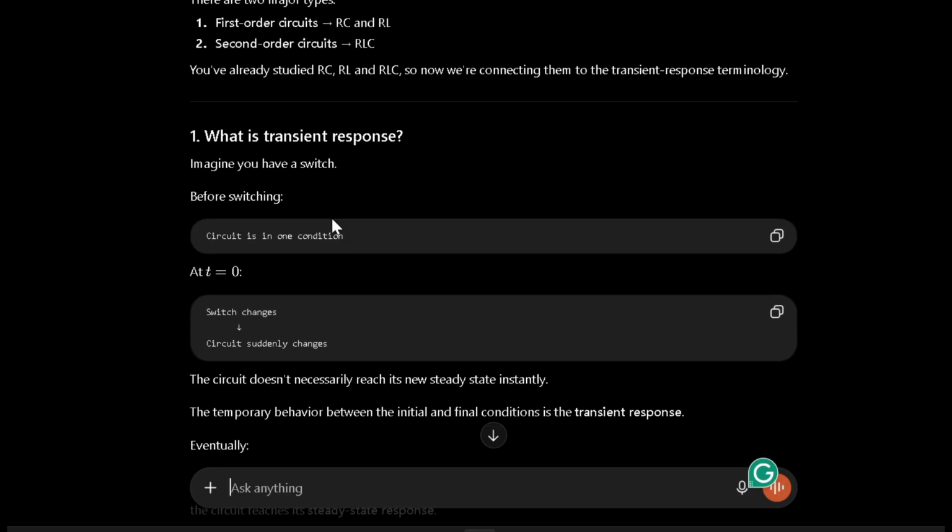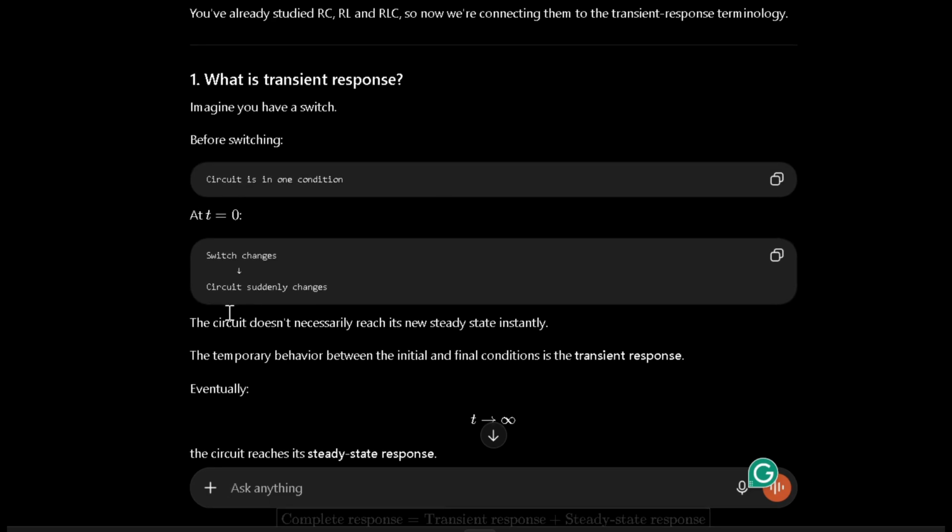Imagine you have a switch. Before switching, the circuit is in one condition. At t equals 0, the switch changes, meaning the circuit suddenly changes. The circuit doesn't necessarily reach its new steady state instantly. Steady state means the DC behavior. The temporary behavior between the initial and final conditions is a transient response. Initial means at t equals 0 plus, and final means at t equals infinity.